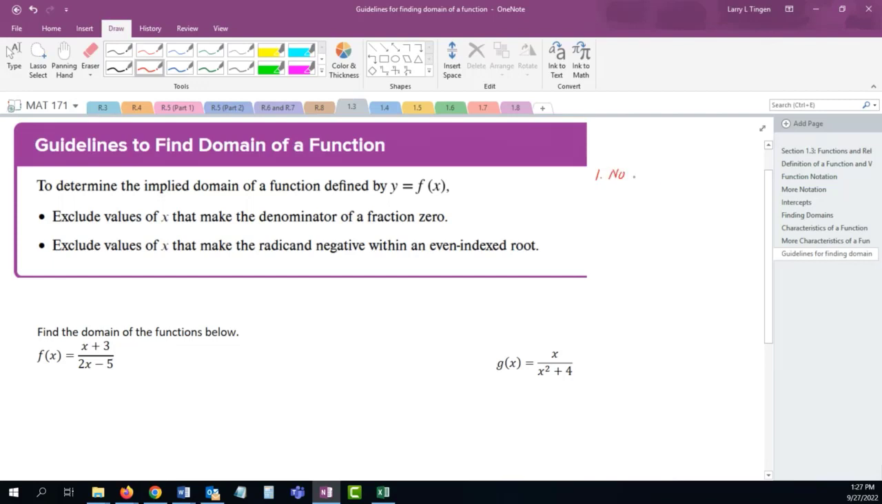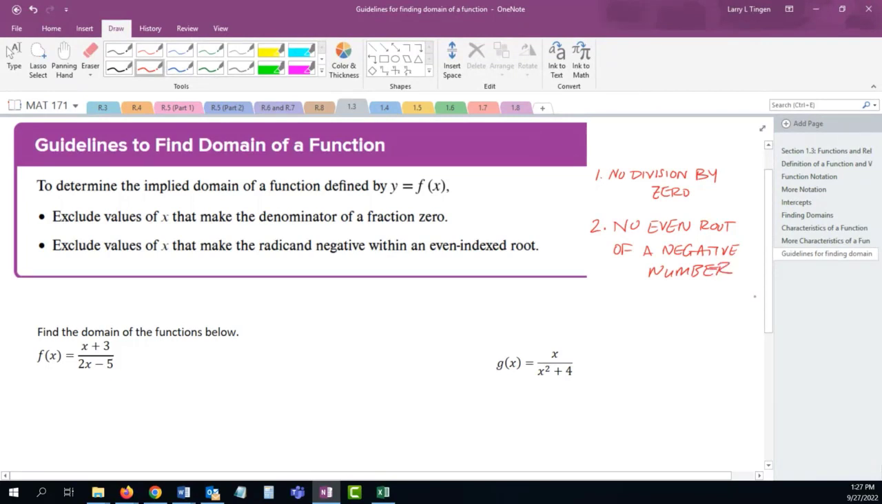So no division by 0. That one's really straightforward. And then the second one is no even roots of a negative number. Now, we have done that, right?